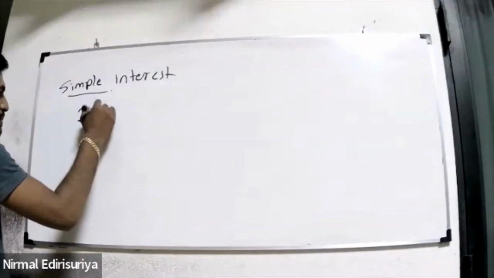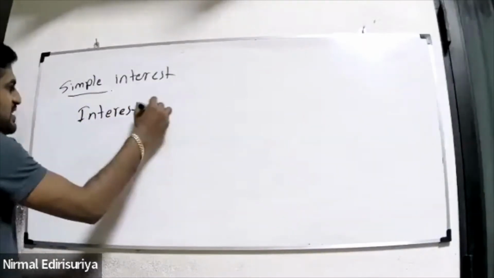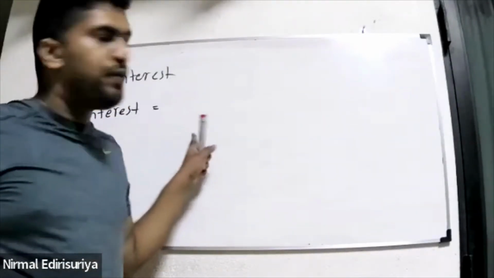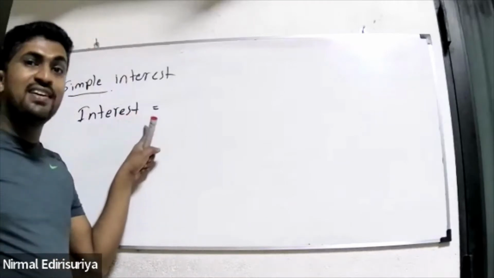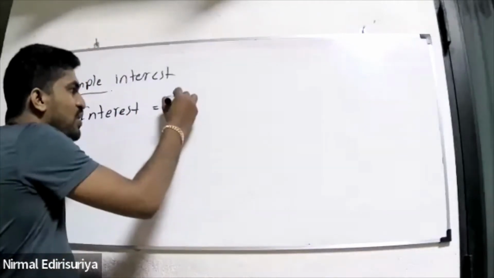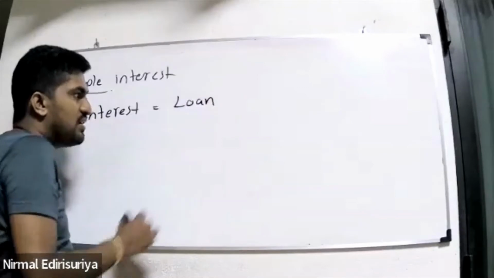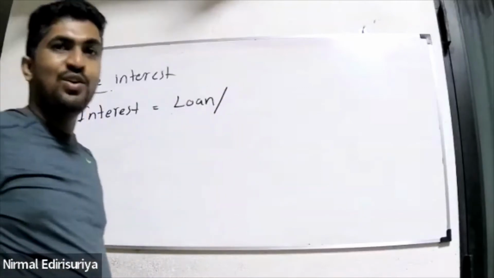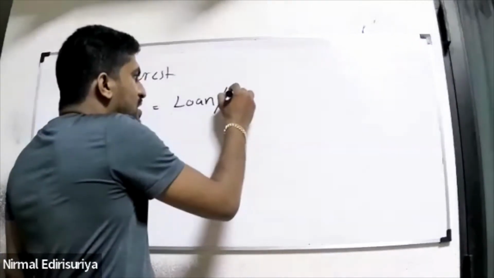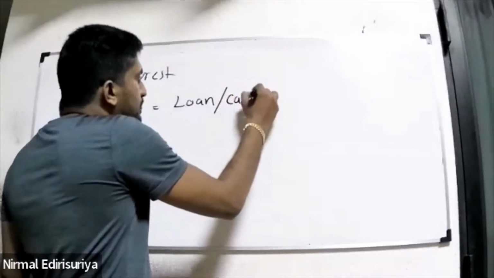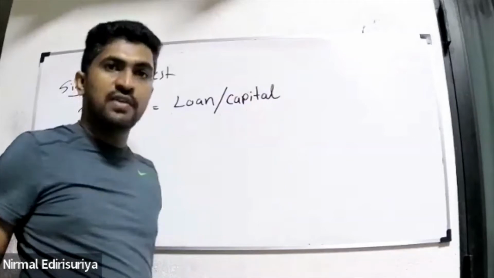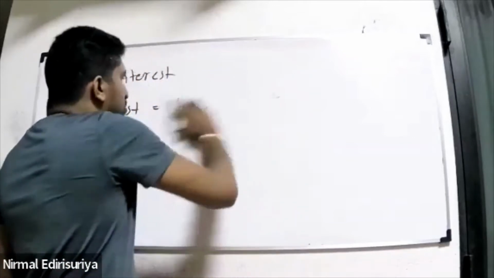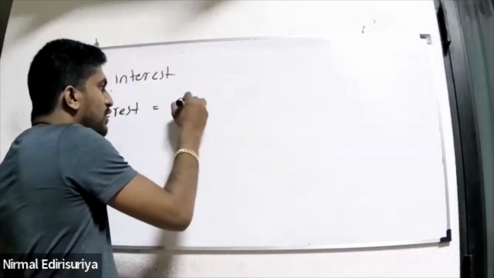Then interest, we are calculating for what? Look, to find interest, the same equation. Interest we are calculating for what? Loan amount, or capital. Capital means what? We call it principal. For both of these, we call it principal. That is the common word: principal.